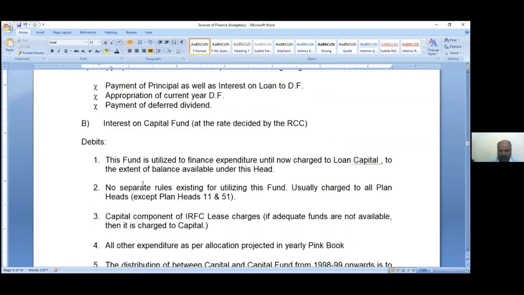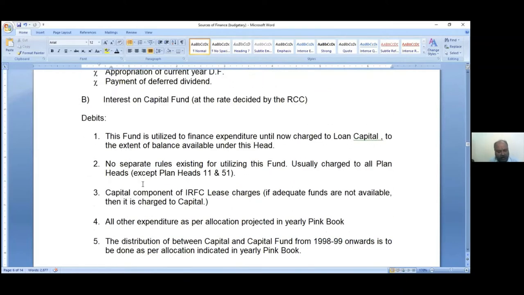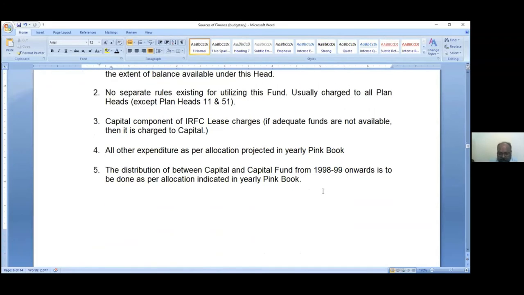Now we'll check what are the debits to the capital fund. That means whatever works the capital is allocated for, any work can be allocated under this capital fund based on the resource. Normally no separate rules exist for utilization of this fund. Except plan heads 11 and 51, we usually charge to all plan heads, as long as balance is there in the fund. For the capital component of the IR system, it is structured in the yearly report. That is the main authority. From 1999 onwards it is to be done as per allocation.